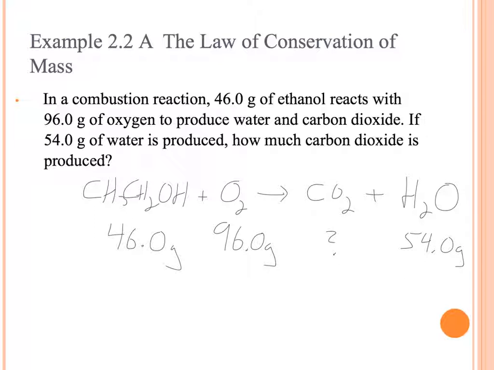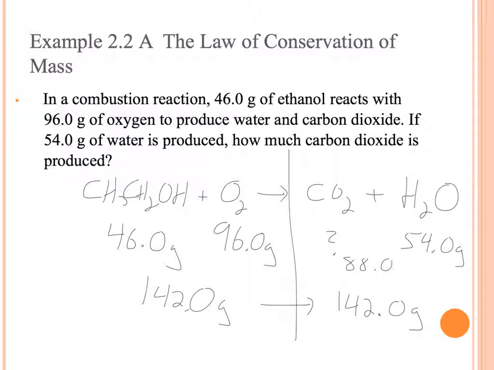Well, conservation of mass, we have reactants on one side, products on the other. If we have 142.0 grams of reactants, when those turn into new things, we're going to have 142.0 grams of products. If 54 of them are already accounted for, my carbon dioxide, the remainder has to be 88 grams. Whatever you start with, you have to finish with. No new matter can be created. Simple idea.